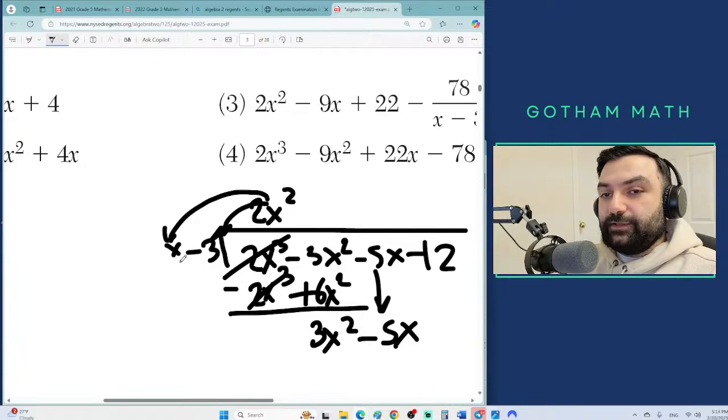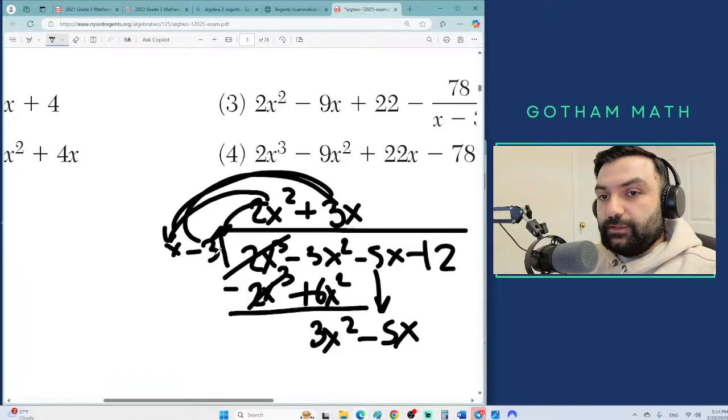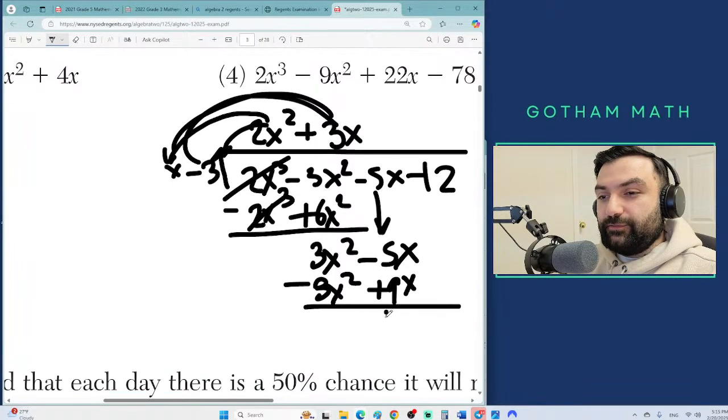Now how can x become 3x squared? Plus 3x. We distribute, we get minus 3x squared, and negative will turn again into a positive, plus 9x, which is 4x. 12 comes down. X can become 4x by multiplying it by positive 4. So it's going to be minus 4x, and again, plus 12.